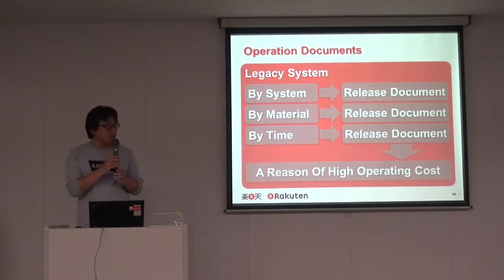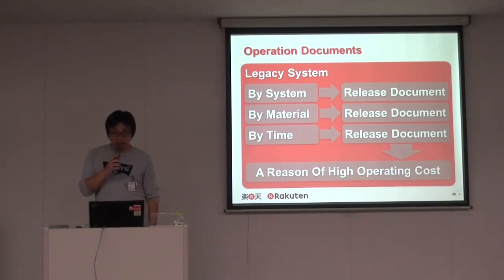A release document is a list of OS commands for release operation. For the legacy system, we do release operation by cutting and pasting commands from the release document manually. For every maintenance, we have to update the release document because most applications have different environments. It was a reason for high operating cost.